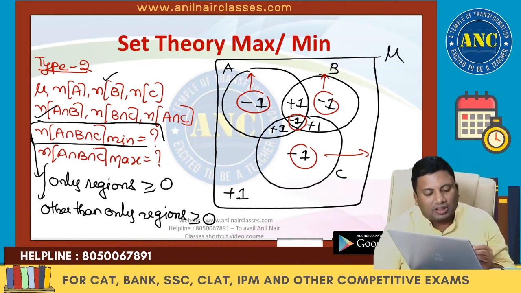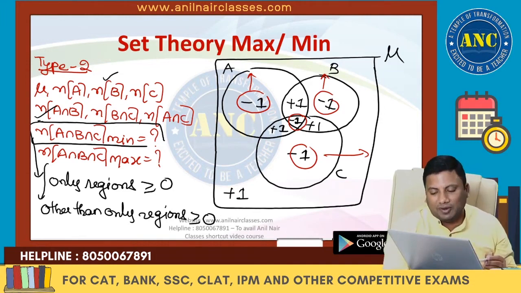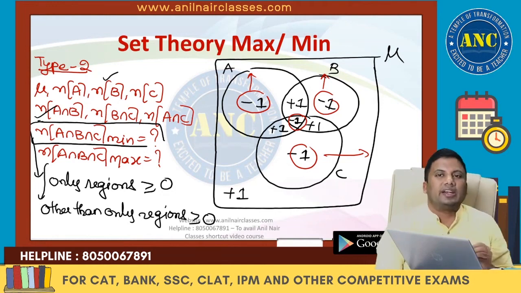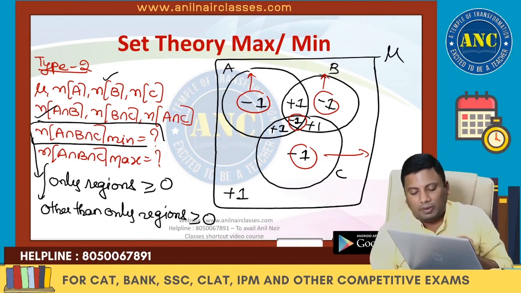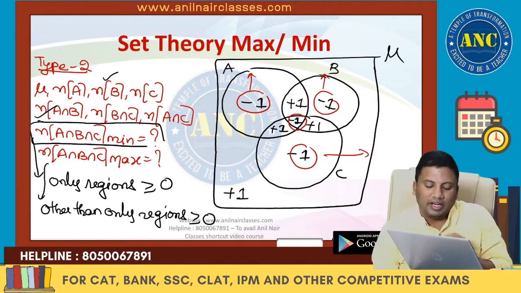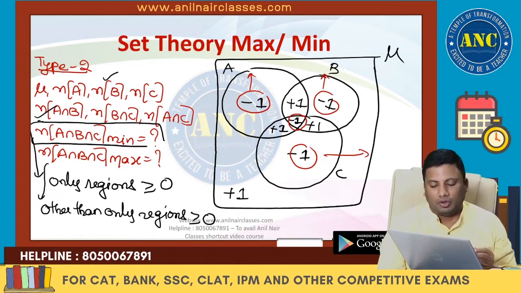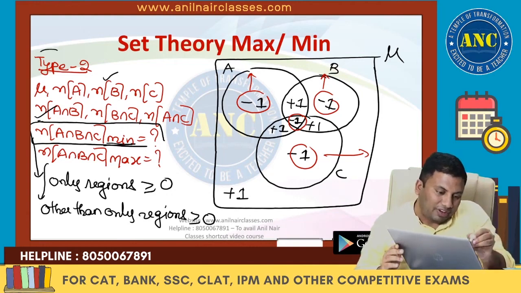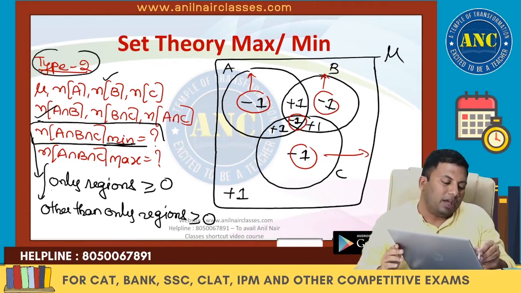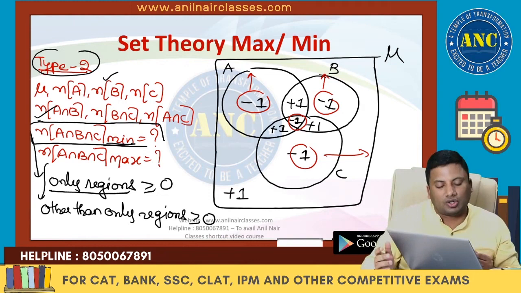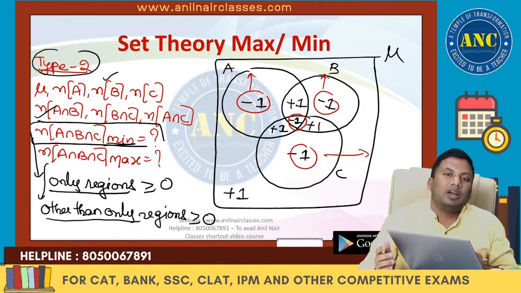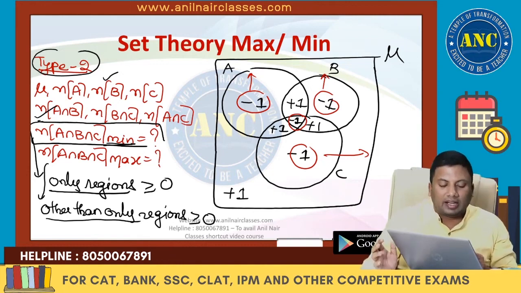From where did we get these only regions greater than or equivalent to 0? Because if this is minus 1, A intersection B is a constant, so it should be plus 1. Minus 1 plus 1, minus 1 plus 1. There are 2 negatives, so there will be 2 positives. In these kind of type 2 problems, to determine minimum, only regions should be greater than or equivalent to 0. To determine maximum, other than only regions will be greater than or equivalent to 0.